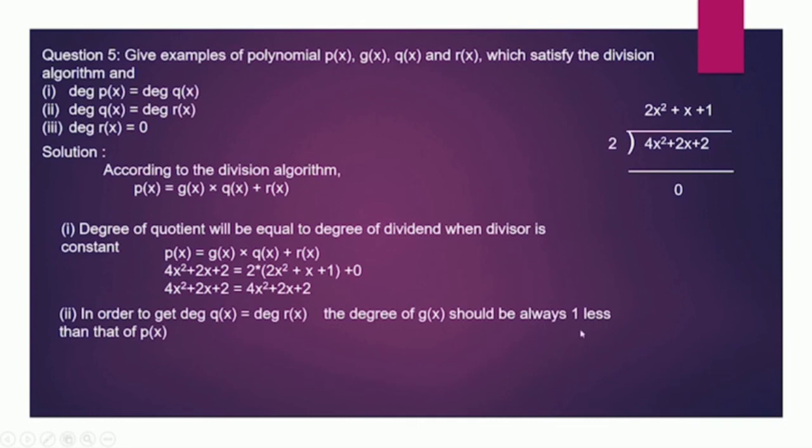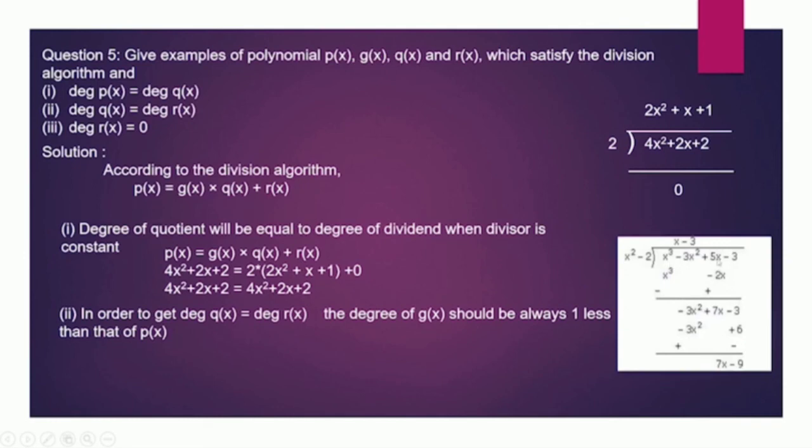for example, I have already solved this example in the first main question of exercise 2.3. In that first question, that is x cube minus 3x square plus 5x minus 3 divided by x square minus 2, okay, this you can find in the first main question. Degree of g of x is 2 and here degree of p of x is 3. Okay, in order to get degree of q of x equal to degree of r of x, the degree of this g of x should always be less than that of p of x. Okay, this will be the example for the second problem.